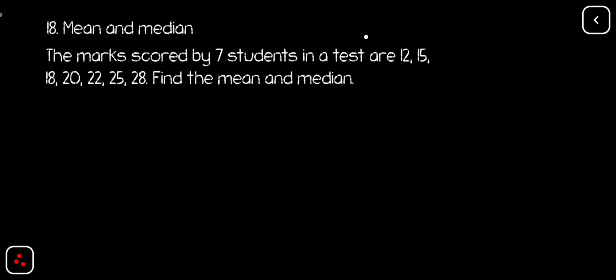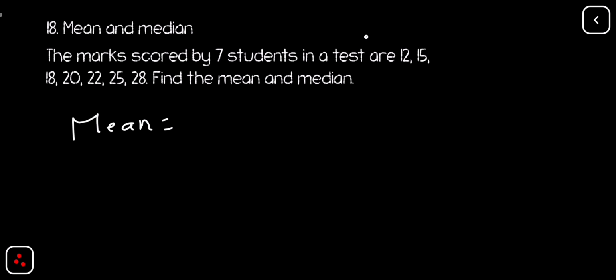Topic number 18 is mean and median, and the question is: the marks scored by 7 students in a test are 12, 15, 18, 20, 22, 25, 28. Find the mean and median. It's easy. We just have to know the formulas. So we have the mean at first.